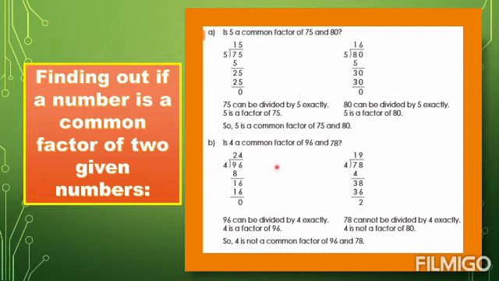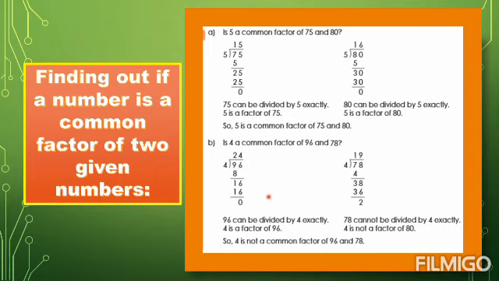Now there's another question. Is 4 a common factor of 96 and 78? First, class, we're going to discuss 96 divided by 4. Let's start from 9. 9 divided by 4 equals 2. 2 times 4 equals 8. 9 minus 8 equals 1. Bring down 6. 16 divided by 4 equals 4. 4 times 4 equals 16. So you are going to subtract now. 16 minus 16 equals 0. Now, 96 can be divided by exactly 4. So 4, class, is a factor of 96.